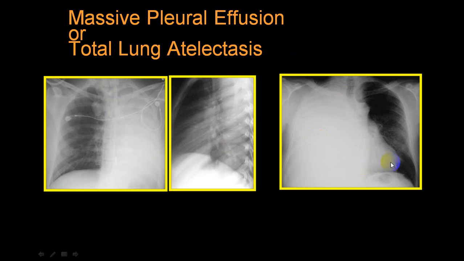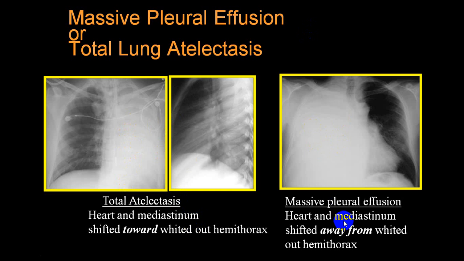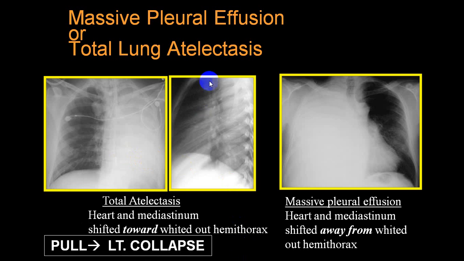Here mediastinum is grossly shifted towards the left side. You can see it is shifted towards the left side. So do think of a push. So this can be massive pleural effusion, and this will be collapse of the lung. So this is atelectasis, and this is massive pleural effusion. Okay, shift of mediastinum away from this hemithorax, and here mediastinum is shifted towards this side, so it is a collapse, or another word we call as atelectasis.